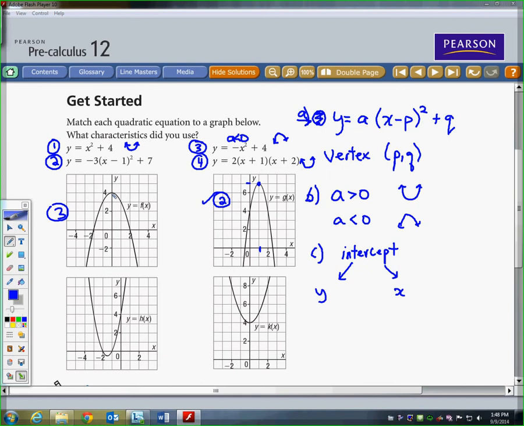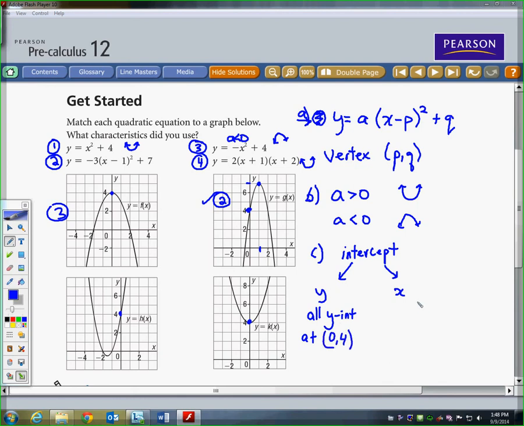So in fact, when I take a look at the graphs, check it out, they all cross the y-axis at 4. So that doesn't really help me. In this case, they are all the y-intercepts at an x value of 0 and y at 4.